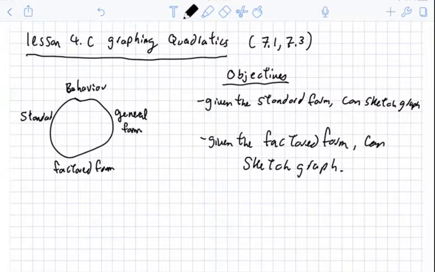Hey everybody. Oh wait, hold on. I gotta change the thingy here. I'll see graphing parabolas.